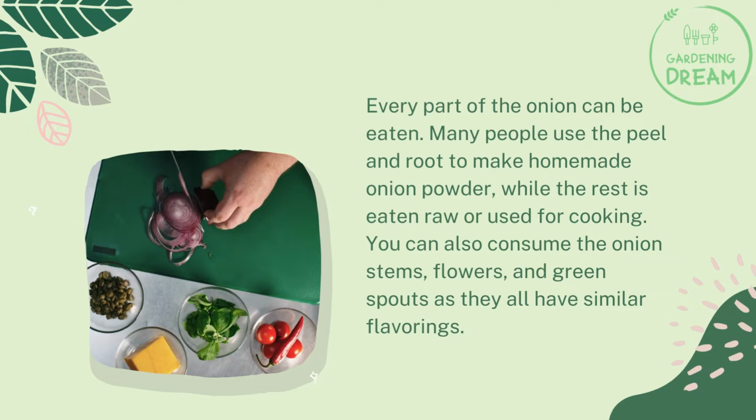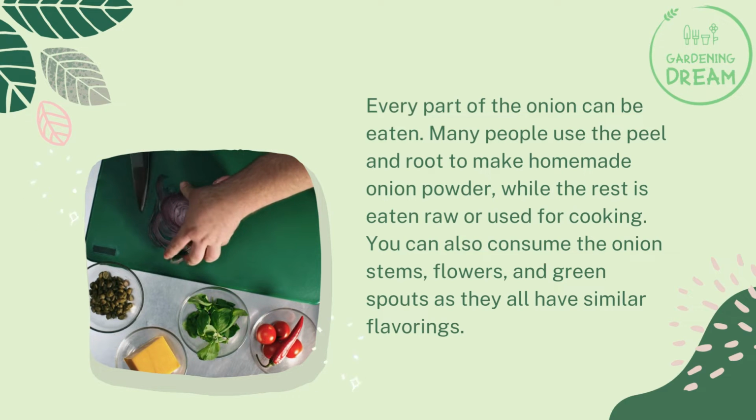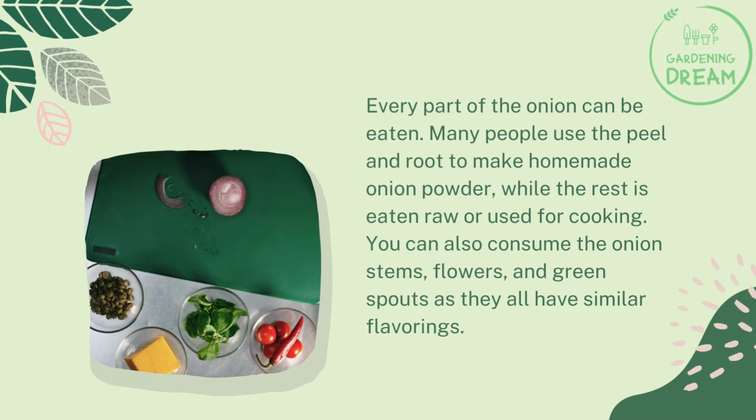Which part of the onion should not be eaten? Every part of the onion can be eaten. Many people use the peel and root to make homemade onion powder, while the rest is eaten raw or used for cooking. You can also consume the onion stems, flowers, and green sprouts as they all have similar flavorings.